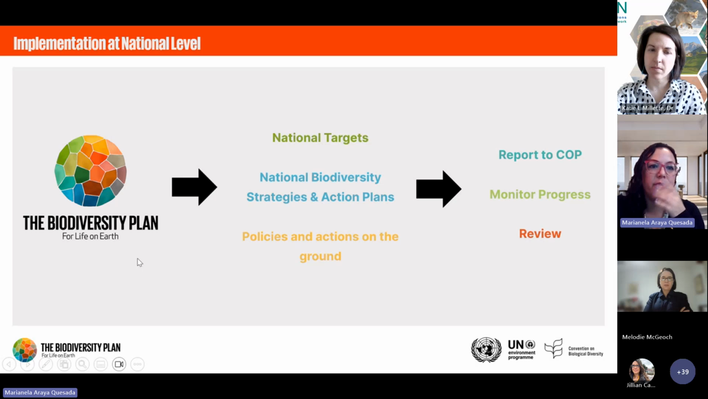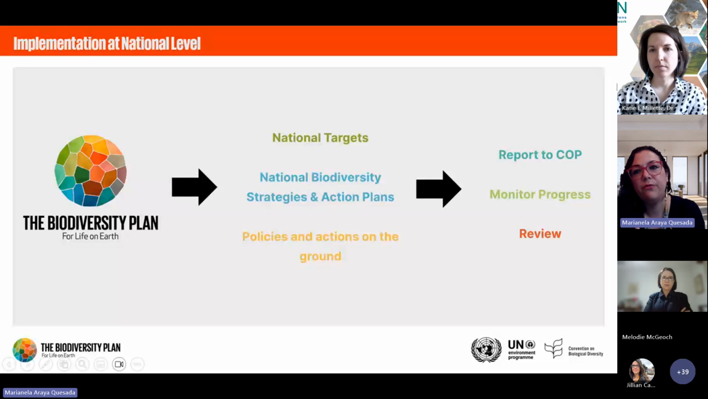So what is happening now is that, with the understanding that invasive alien species are one of the main drivers of biodiversity loss, they made it, of course, to the biodiversity plan. They are reflected in Target 6. And now that the framework has been adopted, the countries are establishing national targets. They are updating and revising their national biodiversity strategies and action plans. And hopefully that will translate into policies and actions on the ground.